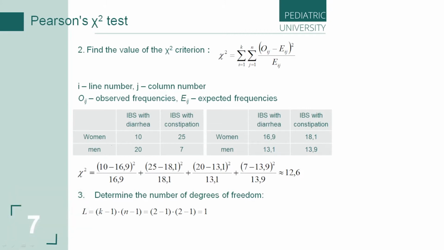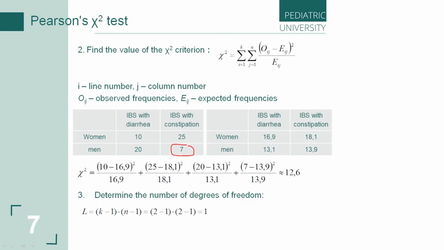The frequency of men with constipation is 7. But we got an expected frequency greater than 10. How do we calculate the chi-square test? The observed frequency minus expected frequency squared and divided by expected frequency. O minus E in square divided by E. And what do we have after that?